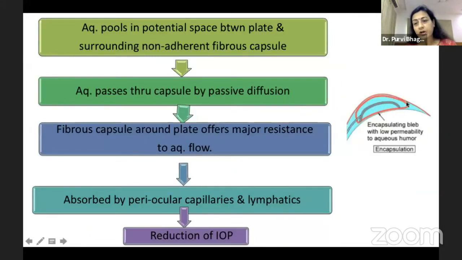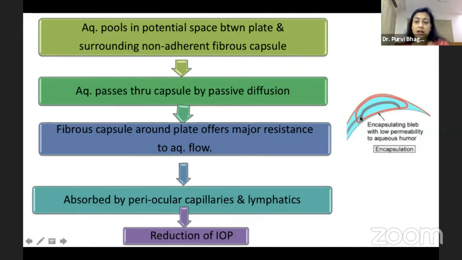Now, as I said, because of the material, the fibrous capsule that is formed does not get adherent to the plate, but it just overlies the plate. So there is an aqueous pool which is created in this potential space between the plate and the surrounding capsule. And the aqueous collects here, passes through the capsule by diffusion, and then gets absorbed by the capillaries and the lymphatics, leading to the reduction of the intraocular pressure. So you can now understand that this fibrous capsule is the major tissue which offers the resistance to the aqueous flow.